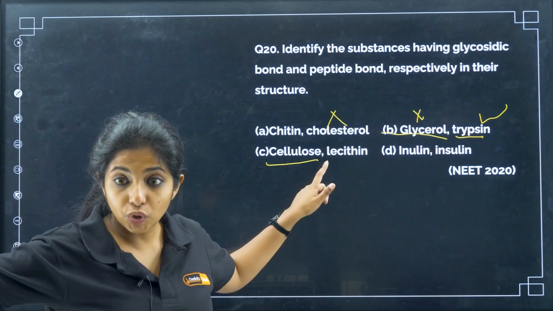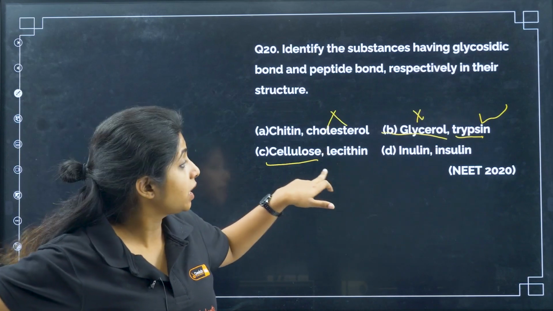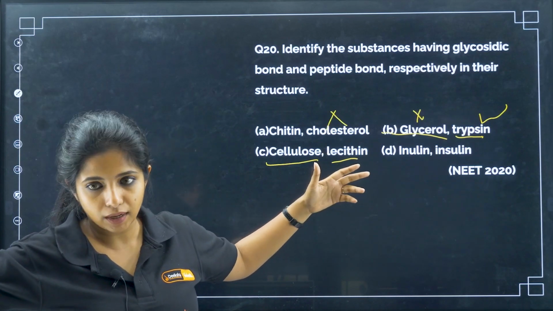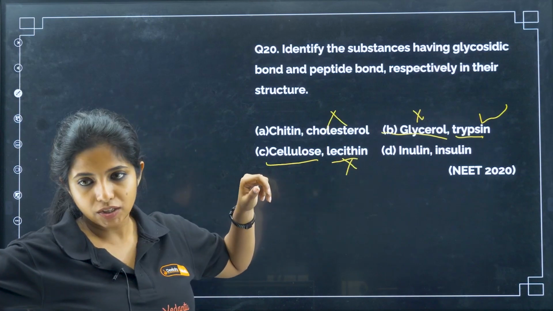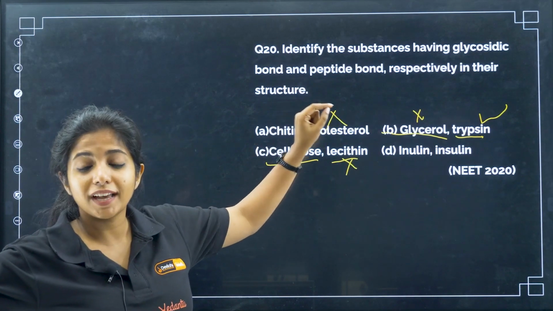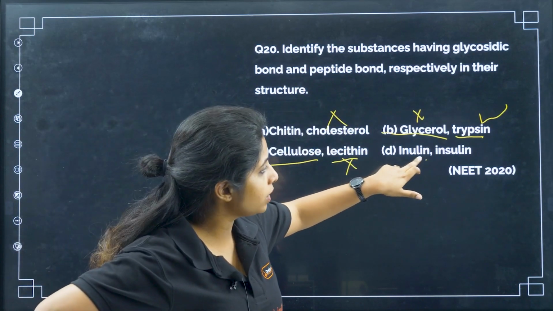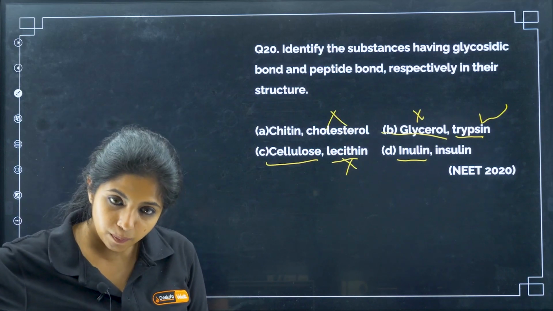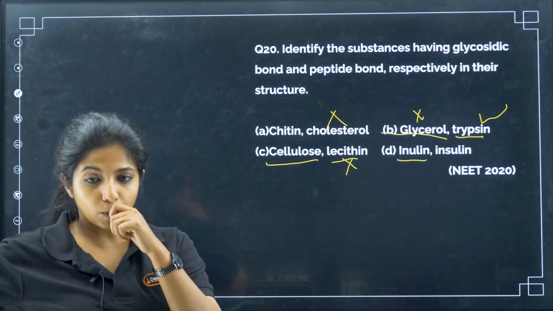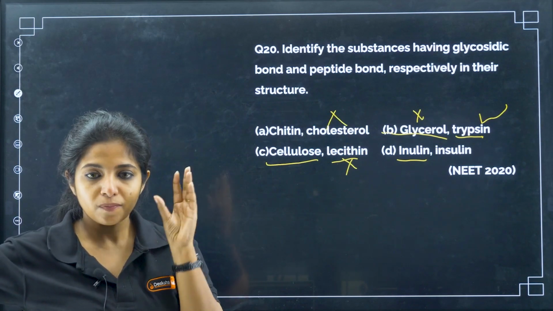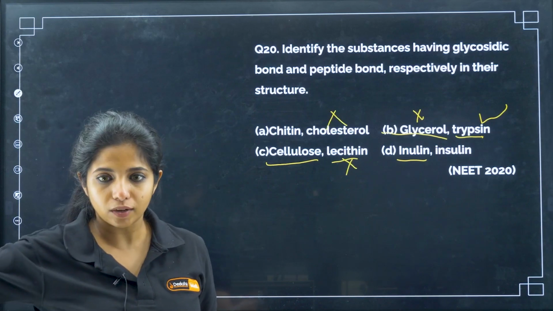Lecithin, I told you it's a lipid, and it's a part of your cell membrane. So again, no, lipid is not considered over here. You need peptide bond, which is there in proteins. So inulin, it is what? A carbohydrate, my dear children. It's a polysaccharide made up of fructose. Fructose comes together to form inulin, always remember.